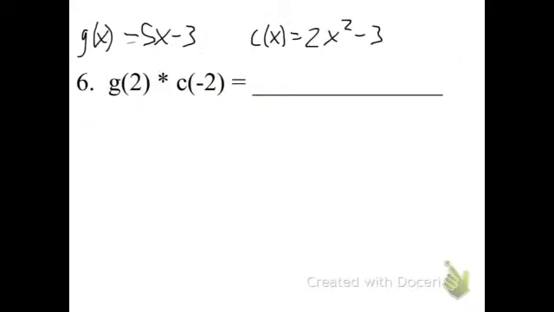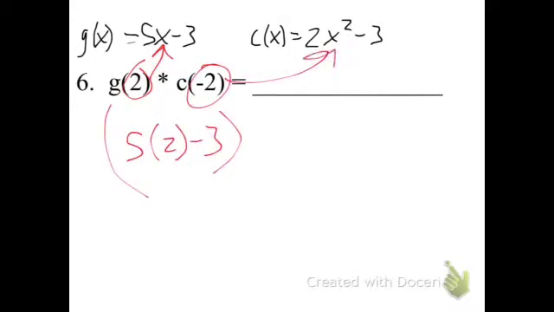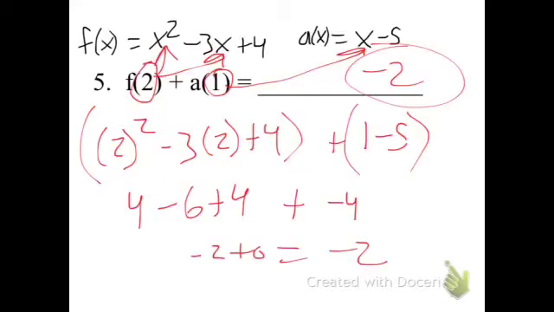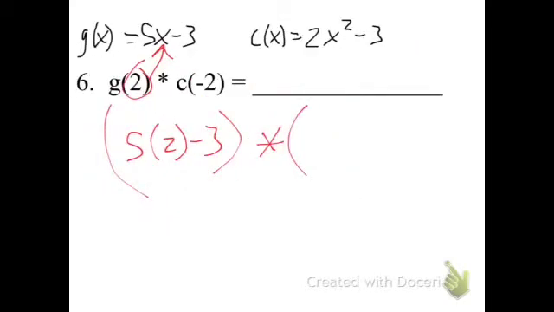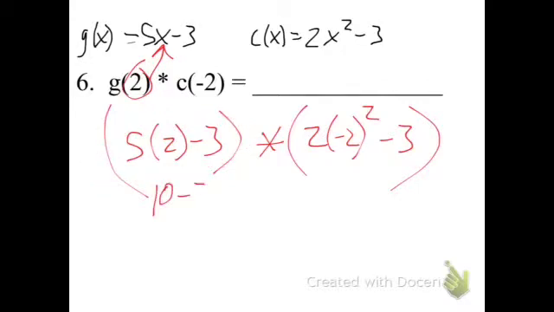Moving on to 6, you take 2 and put it in for all the x's of g, which will give you 5 times 2 minus 3. And then you take negative 2 and put it for all the x's in c. And then we need to make sure we're multiplying these numbers together. Be careful of your operation in the middle there. So we got to do 2 times negative 2 squared minus 3. So left side, 5 times 2 is 10, minus 3 gives you 7.